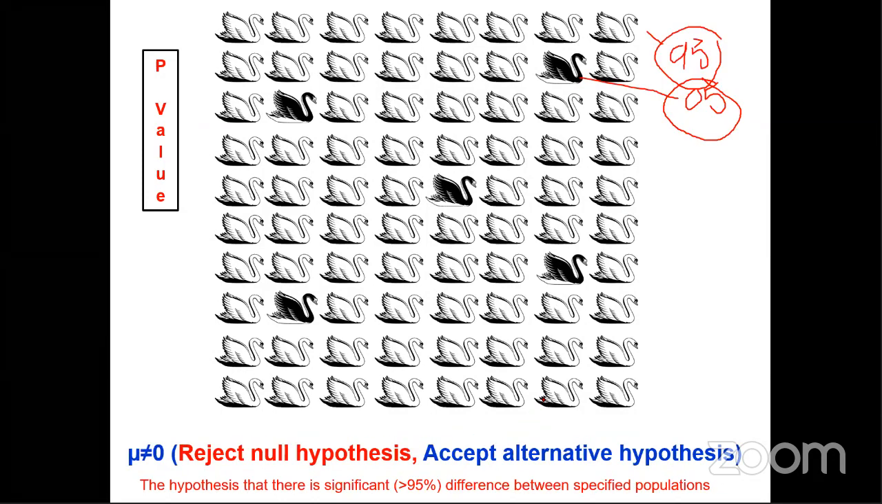Now you can confidently say, sir, yes, my white swan population is excellent, 95%, compared to the black swans, because you fixed a value of 95%. That is called the alternative hypothesis. Unless you have a confidence of 95%, you cannot say significant.